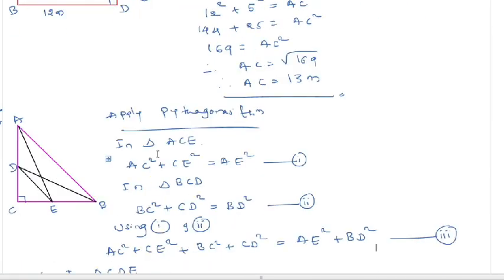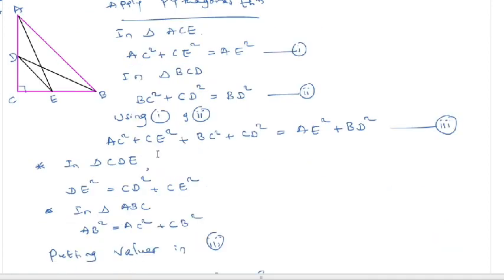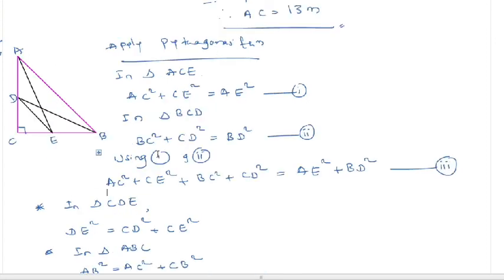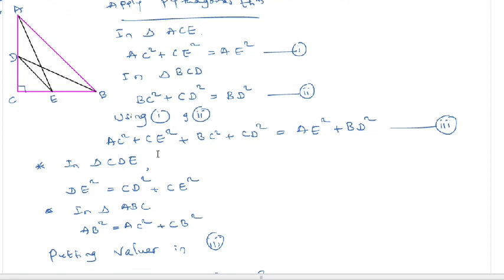Now, problem number 13. The question is, D and E are points on the sides CA and CB respectively of a triangle ABC right angled at C. Prove that AE square plus BD square is equal to AB square plus DE square.